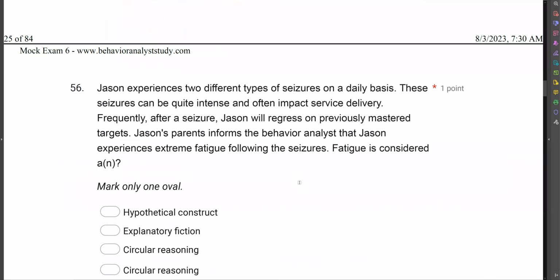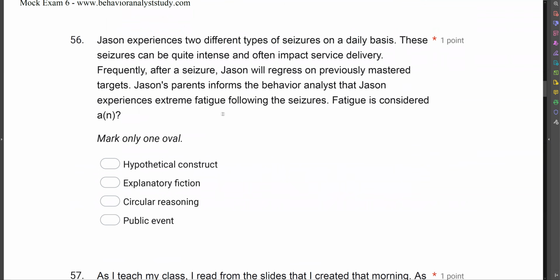56. Jason experiences 2 different types of seizures on a daily basis. These seizures can be quite intense and often impact service delivery. Frequently, after a seizure, Jason will regress on previously mastered targets. Jason's parents inform the behavior analyst that Jason experiences extreme fatigue following the seizures.